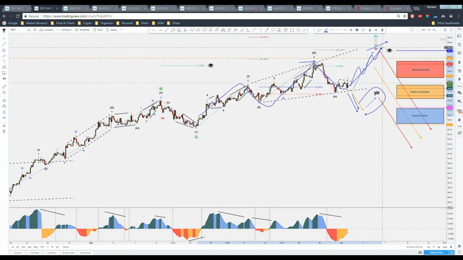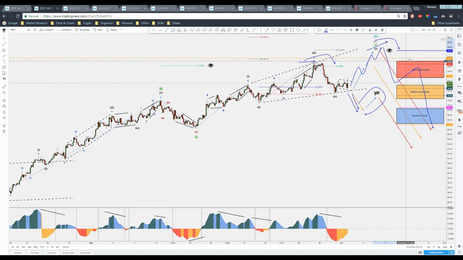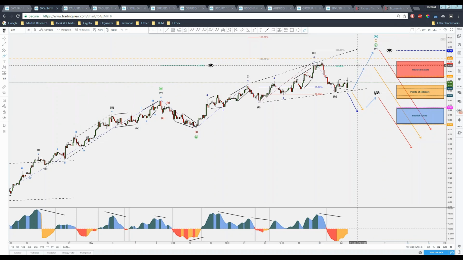The expanding ending diagonal. So even if it's going to be a corrective structure in three waves, it would still be with a, let's say, possible bearish head and shoulders formation, right? So that would basically be the case.